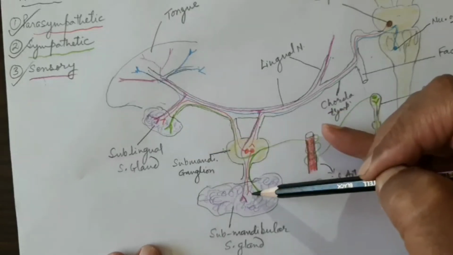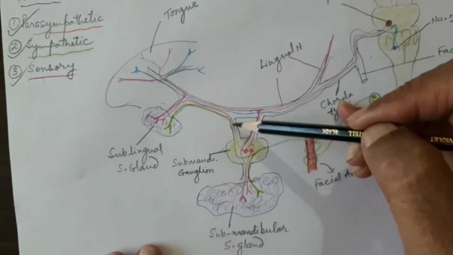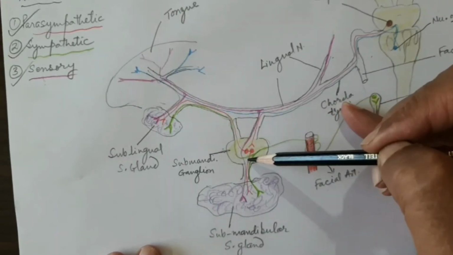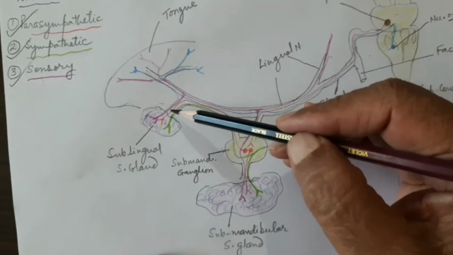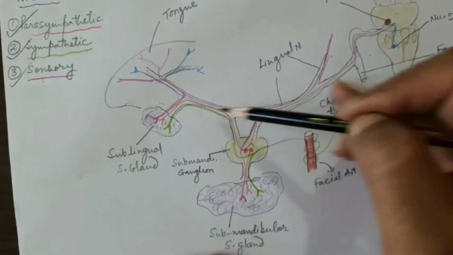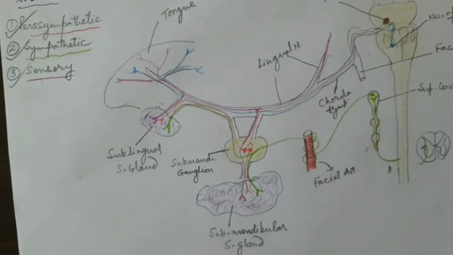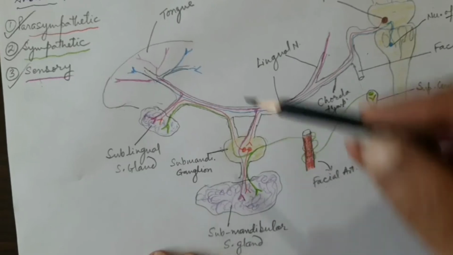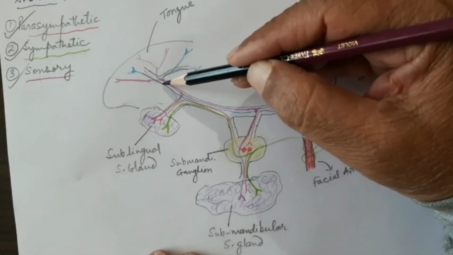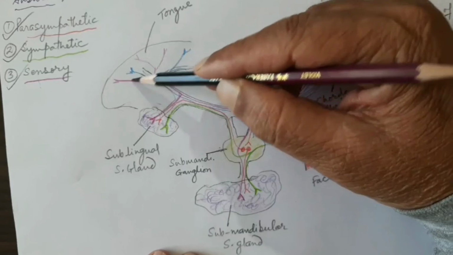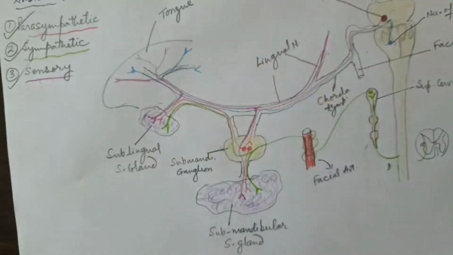But here there was no need, just like that of the parasympathetic and sympathetic, which have gone back to the lingual nerve and then gone to the sublingual. Here it is directly from the lingual nerve, supplying the fibers to the sublingual salivary gland. Okay. But further, this lingual nerve is going further, and it is sending branches to the anterior two-thirds of the tongue, sensory fibers to the anterior two-thirds.